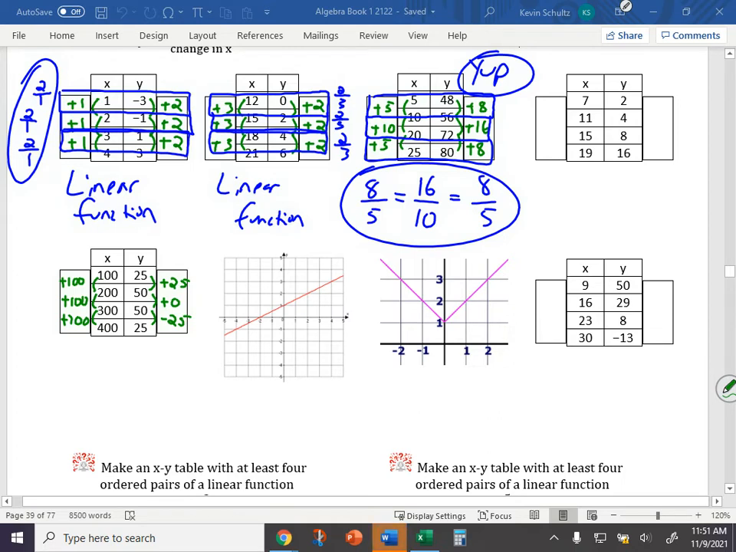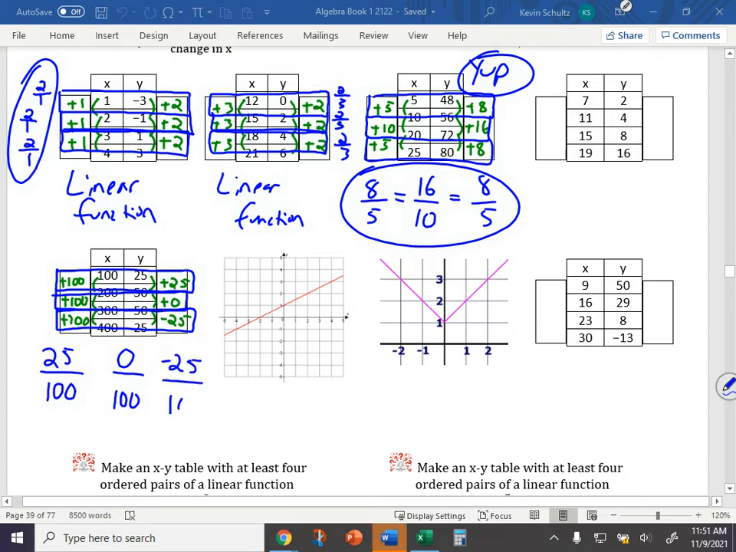Okay? So there's consistency there within the x variables, but if we take these individually, like we did with the third one, we've got a change in y of 25 over a change in x of 100. Then we've got 0 over 100. And then we have negative 25 over 100. Those three values are not the same. Right? 25 hundredths is 1/4, 0 hundredths is 0, and negative 25 hundredths is negative 1/4. So this would not be a linear function.